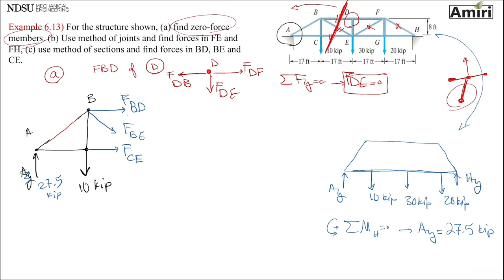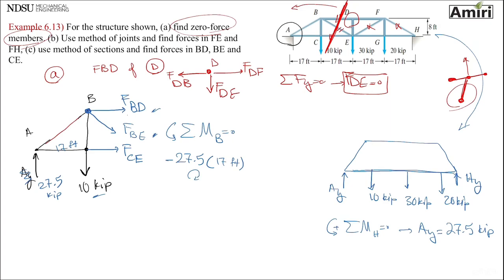I'm going to go through this a little bit faster. Summation of moments about point B. Just take this because the 10, FBD, FBE, they all go through it. Summation of moment about point B is zero. The only forces that I need to find moments of is the 27.5 multiplied by the distance, which is 17 feet. It's called kind of a large span. 17 feet, trying to rotate it this way, so that's negative.